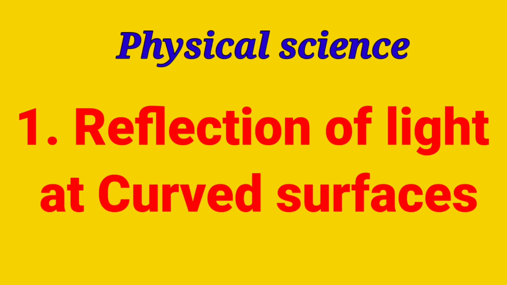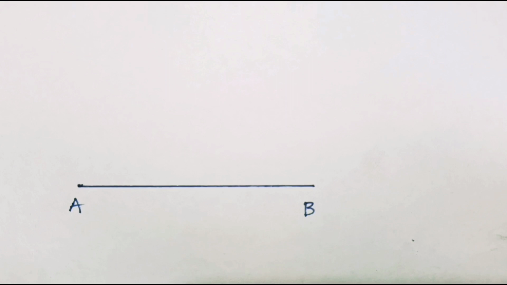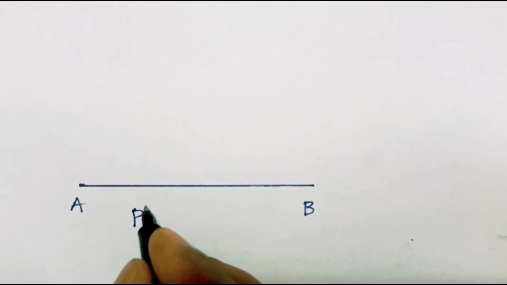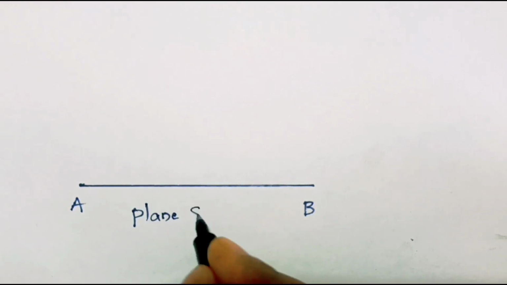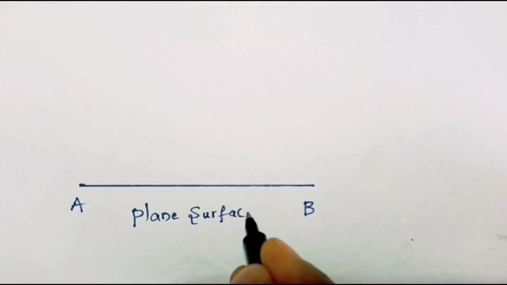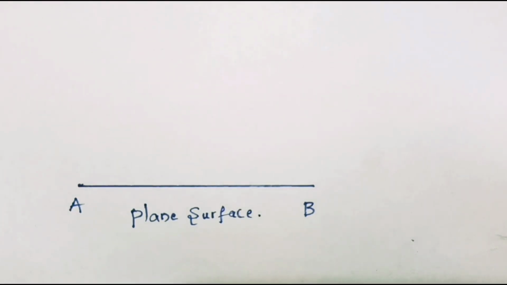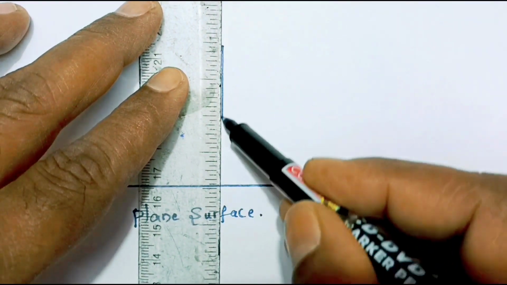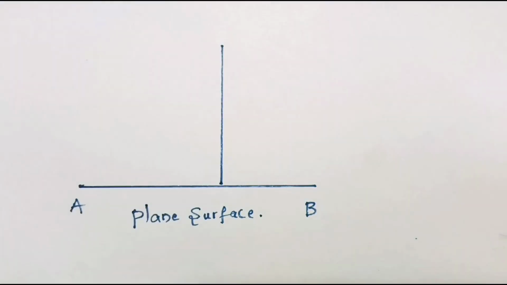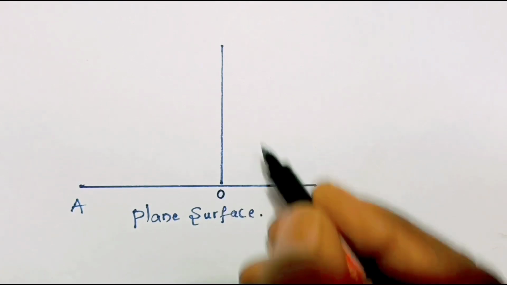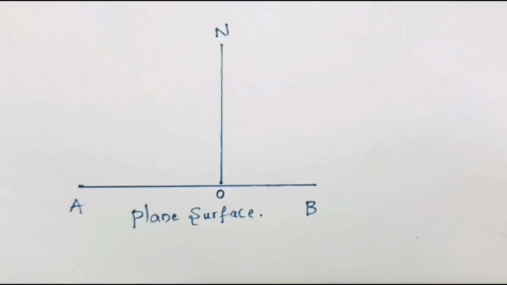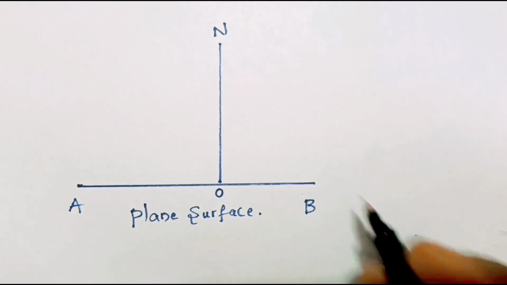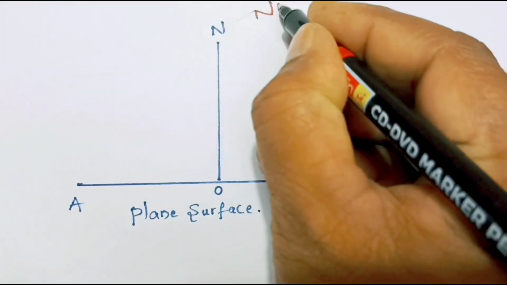Today we are going to discuss the reflection of light at curved surfaces lesson. Draw a line segment AB across the middle. This line segment should be considered a plane surface. Draw another straight line at right angle to segment AB. The second line should bisect segment AB at point O. We shall call this line ON the normal.